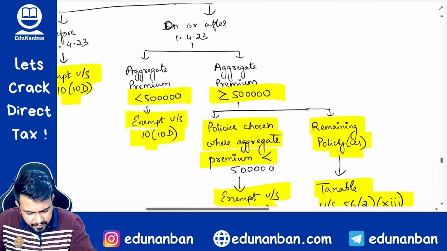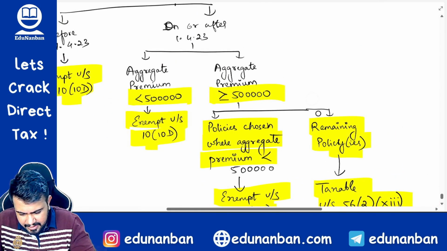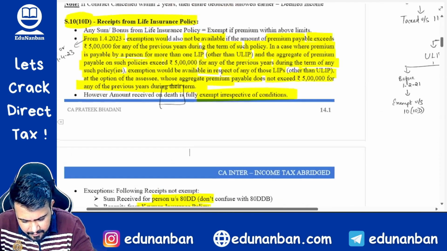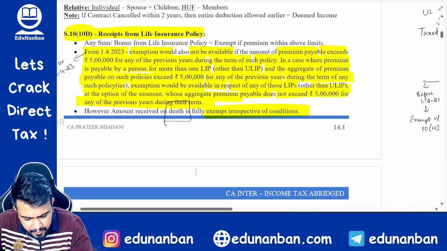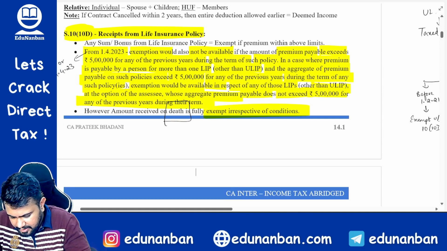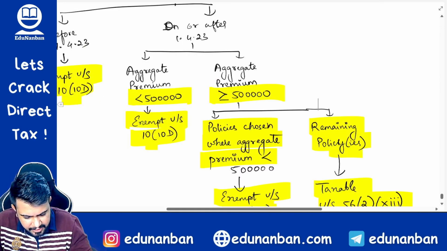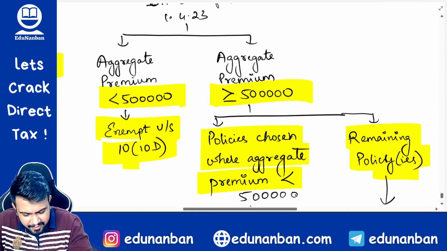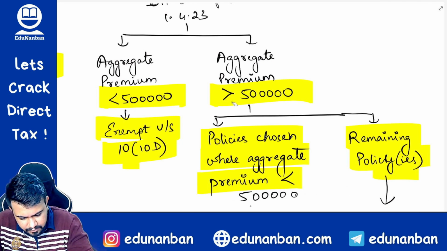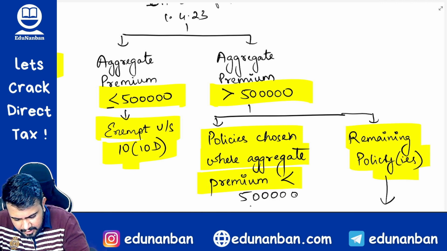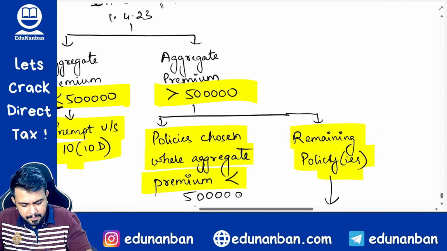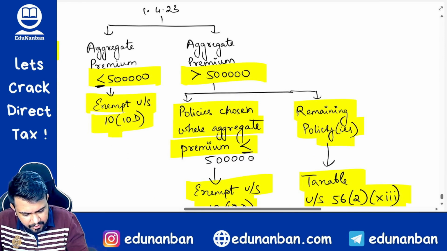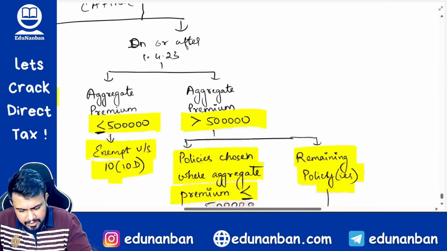I think here equal to symbol is there. Let me just check this once. Just a second. Exceed. So here one more small change I would like you to make. If the aggregate premium is greater than 5 lakhs, and here you put equal to symbol. Fine. Less than or equal to 5 lakhs, remaining policies.